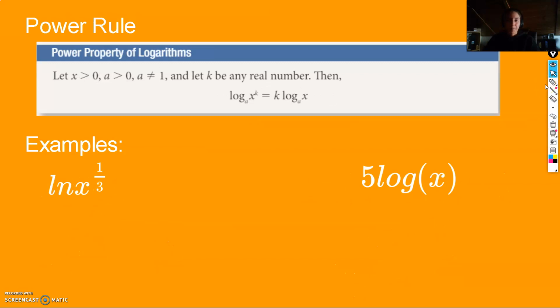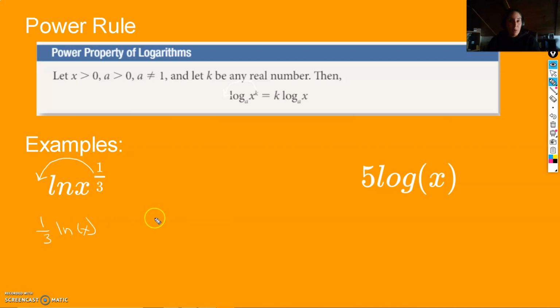Our next rule is the power property of logs. So let x be greater than 0, a be greater than 0, such that a is not 1, which is kind of like the same stipulations as last time. Let k be any real number. Then log base a of x to the k power equals k times log base a of x. In other words, look at this, k just kind of came right down here in front. So that's what power rule says. Power rule says, hey, we can take this power and drop it right here in front. So according to power rule, this guy would end up being 1/3 ln of x.